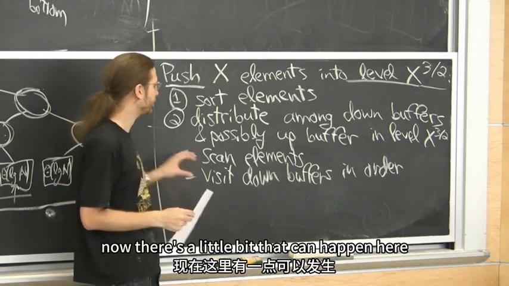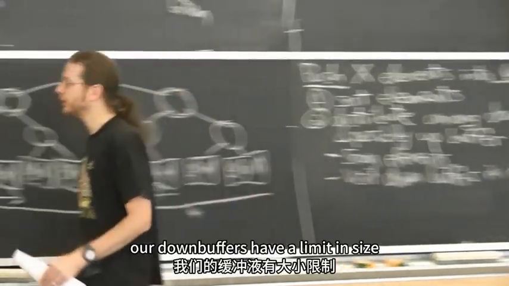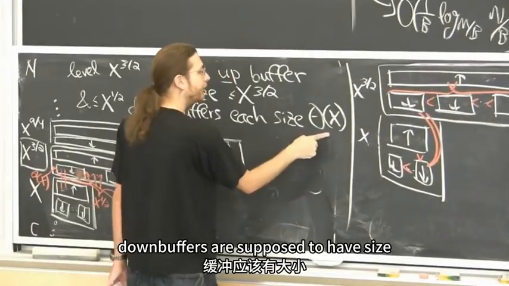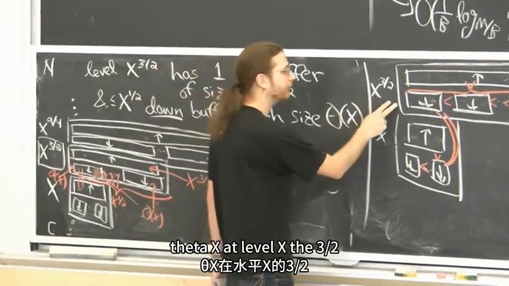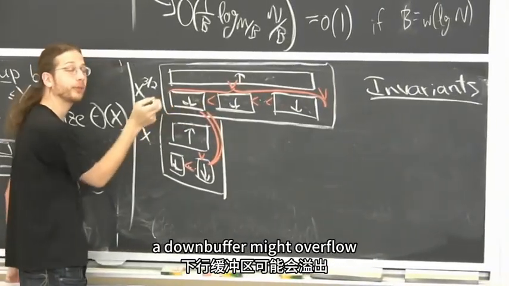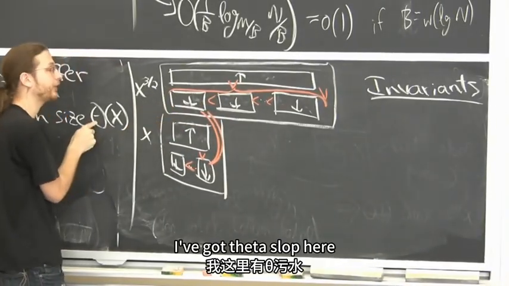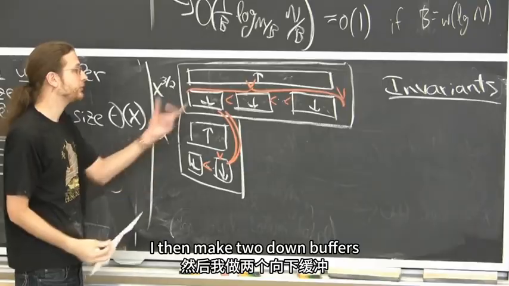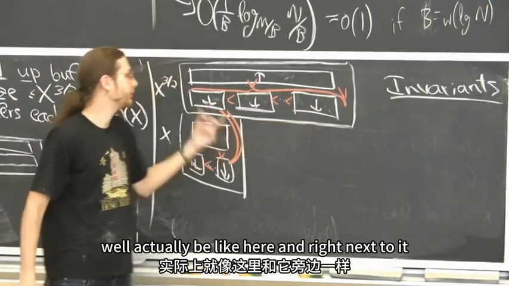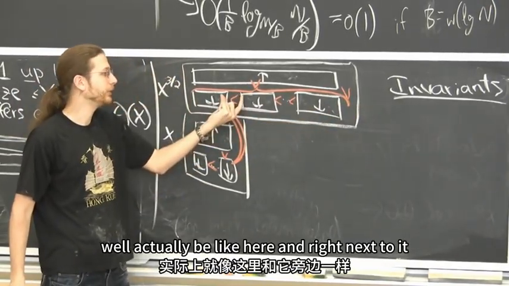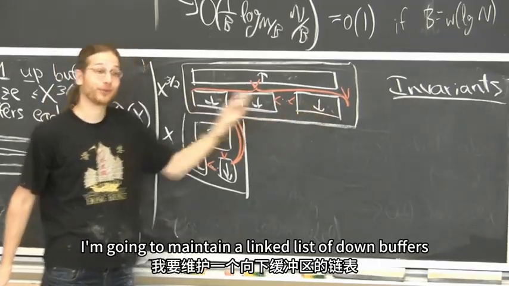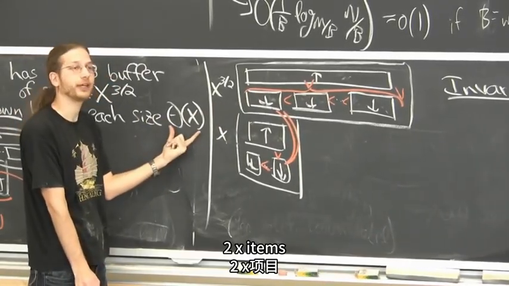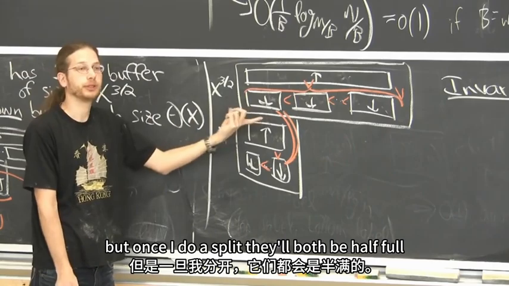Now, there's a little bit that can happen here. Our down buffers have a limit in size. Down buffers are supposed to have size theta x at level x to the 3/2. So as we're inserting into here, a down buffer might overflow. I've got theta slop here. So when a down buffer overflows, I just split it in half. I then make two down buffers, well, actually it'd be like here and right next to it. I'm going to maintain a linked list of down buffers. And each of them will have space for, say, 2X items. But now, once I do a split, they'll both be half full.